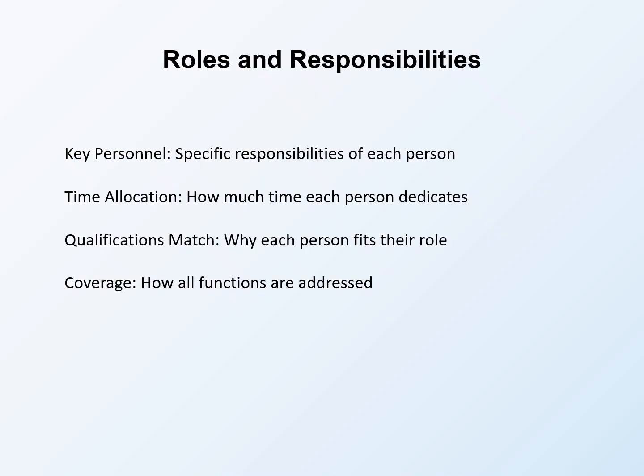Primary responsibilities identify the core functions of each position. What are the main things this person will do? Be specific enough that reviewers understand the actual work involved. Avoid vague phrases like assist with project activities. Decision authority specifies what each position can decide independently versus what requires approval. This prevents bottlenecks while ensuring appropriate oversight.